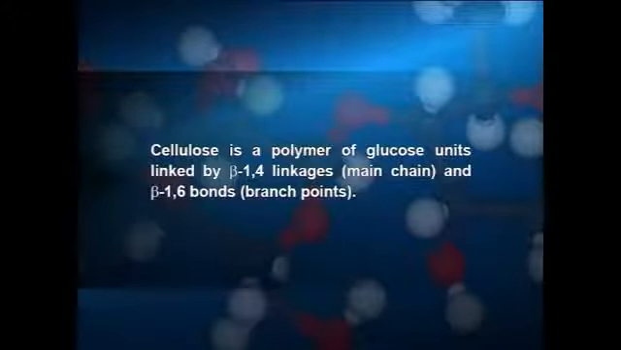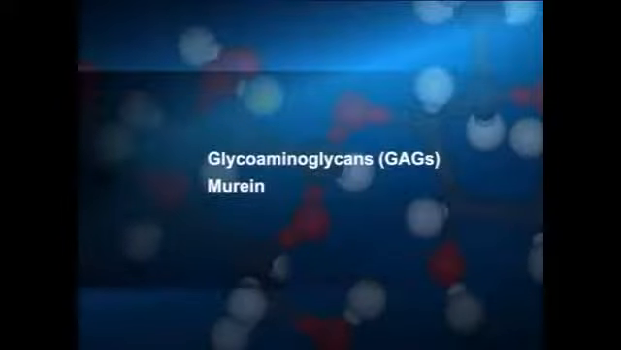Cellulose is a polymer of glucose units linked by beta-1,4 linkages and beta-1,6 bonds. Both starch and glycogen have storage functions, and cellulose serves important structural roles in higher plants. Examples of heteropolysaccharides include glycosaminoglycans and murein, etc. Let us now discuss the structure and functions of starch, a storage polysaccharide in plants.